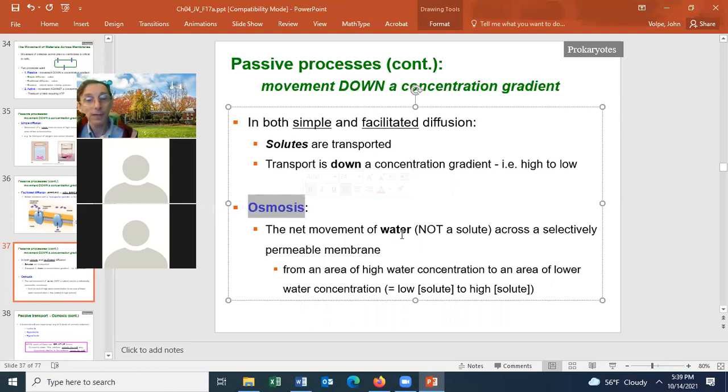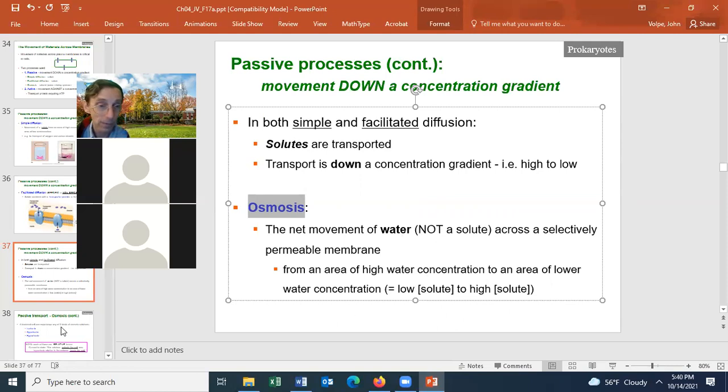Now, when we're talking about the movement of water, you have to realize that the concentration of the water will be the inverse of the concentration of the solute, meaning when the water is high in concentration, the solute will be low in concentration. In reverse, when the water is low in concentration, the solute will be high in concentration.